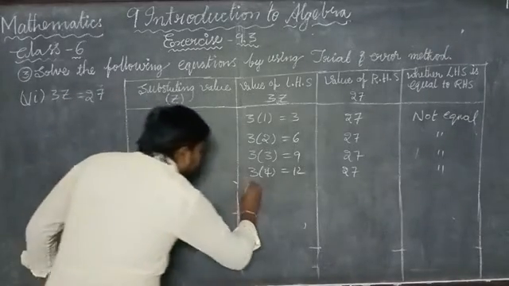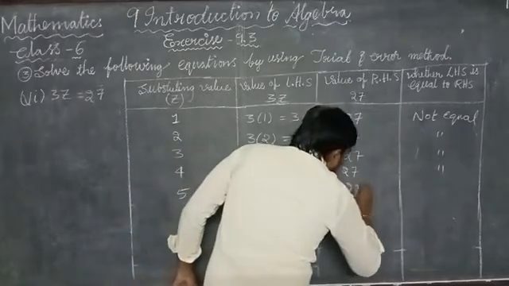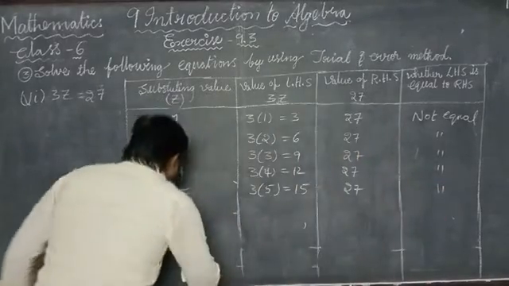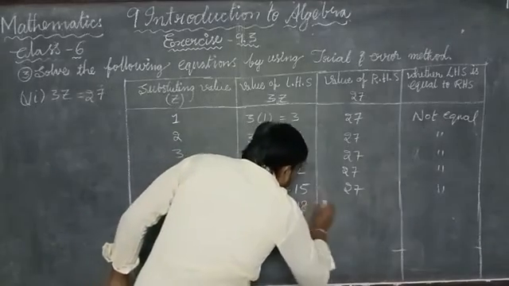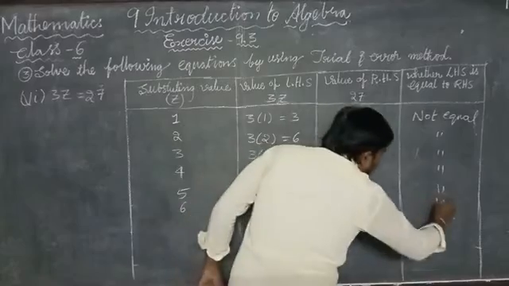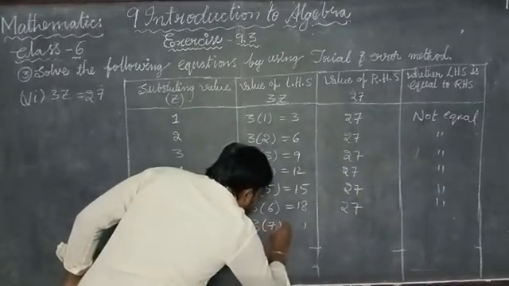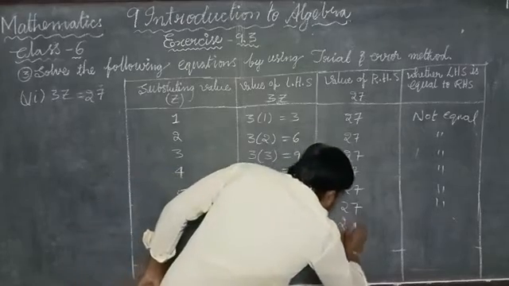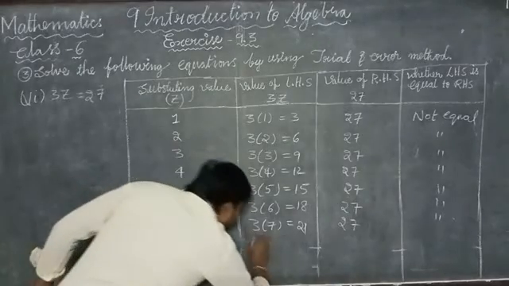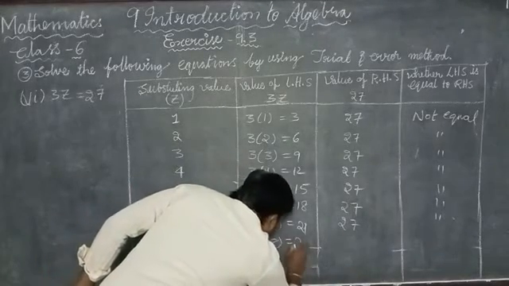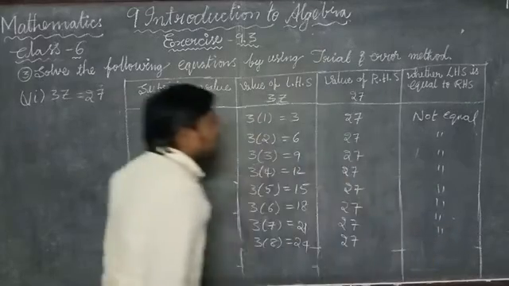And 5, 3 into 5 is 15, also not equal. Then 6, 3 into 6 is 18, also not equal to 27. Now 7 is also not equal to 27. Now 8, it is 24, also not equal to 27.